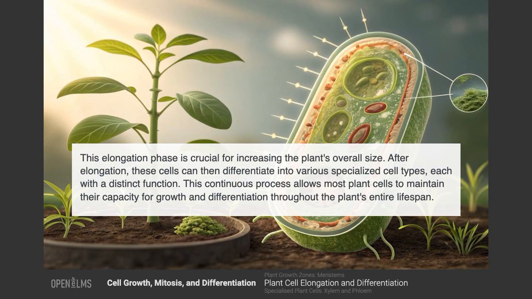This elongation phase is crucial for increasing the plant's overall size. After elongation, these cells can then differentiate into various specialized cell types, each with a distinct function. This continuous process allows most plant cells to maintain their capacity for growth and differentiation throughout the plant's entire lifespan.